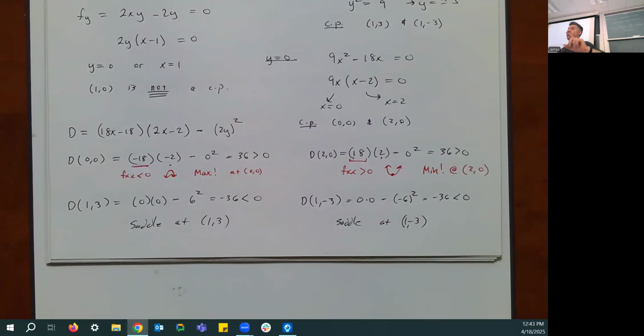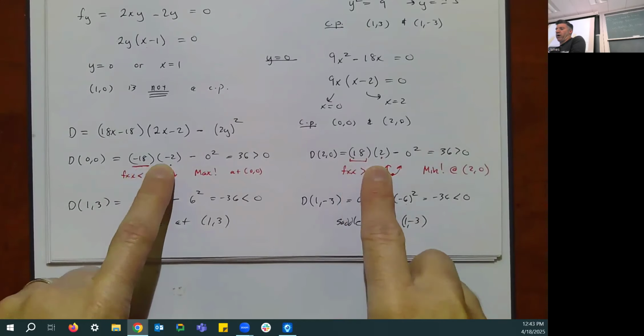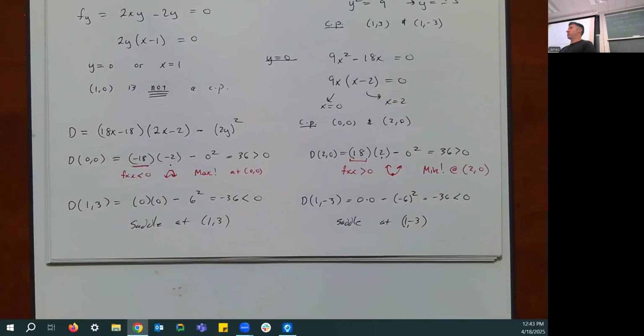But I really want to reiterate, because I feel like I've seen students in the past say, oh well, it's positive, and we know positive means you have a minimum. No, positive means it's either a maximum or a minimum, and there is more work to do. And the more work is looking at fxx, or if you prefer fyy, either way. That's the whole story.